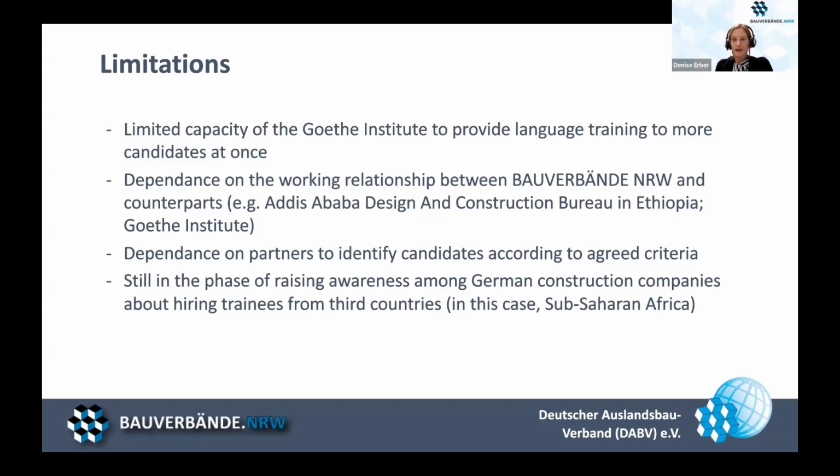So, yeah. And we are still in the phase, of course, of raising awareness among German construction companies about hiring trainees from third countries. So we have around, like we said before, 5,000 member companies. Of them, we have maybe 30 companies where we were able to match candidates to. So there's still a lot of work to sensitize our construction companies that it's also a good choice to offer trainee positions to workers from abroad or from third countries.